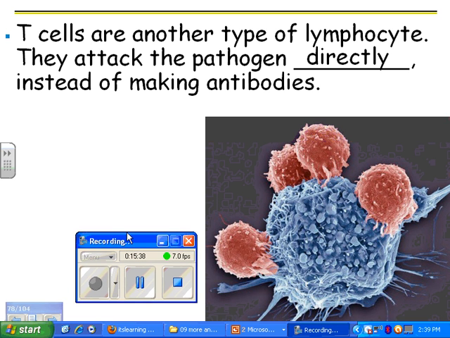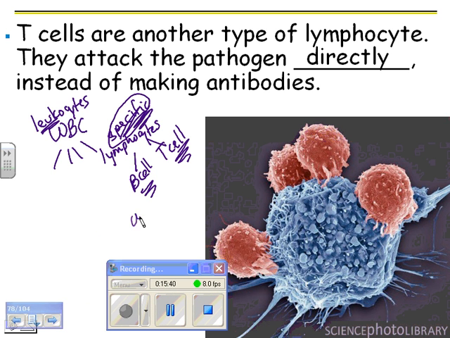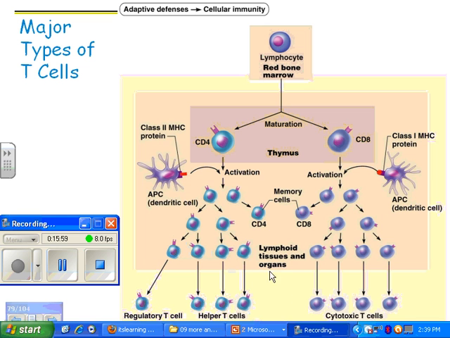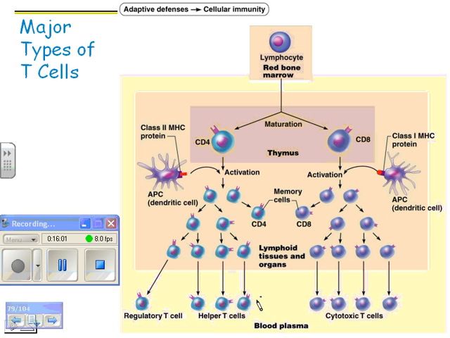B cells tend to make antibodies. So remember B for body. And T cells tend to be more direct. Here's a T cell attacking certain cells. There are several major types of T cells. Let's look down here. There are T helper cells. The job of these is to activate B cells.